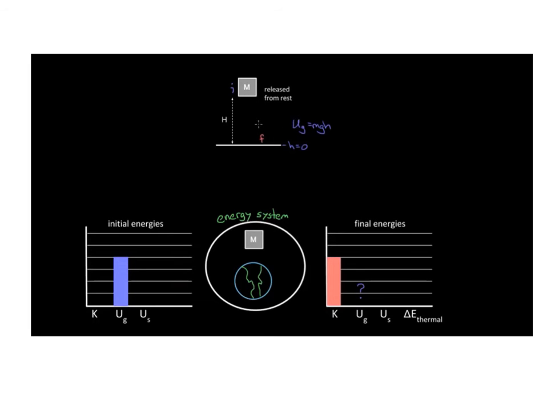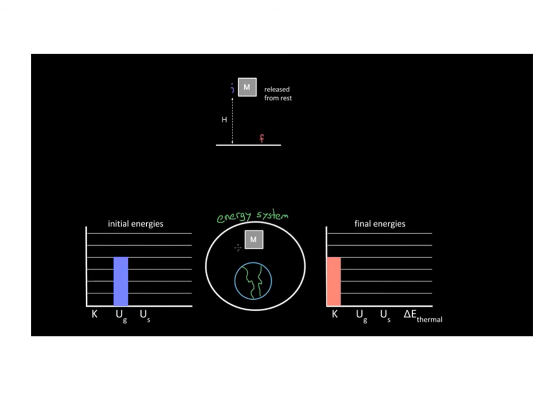So when this mass gets down to the final point, which I'm representing in this diagram, it no longer has any potential energy since the h would be 0. And since it has no potential energy, all of this gravitational potential energy it had initially has to turn into kinetic energy in order for the energy of our system to be conserved.